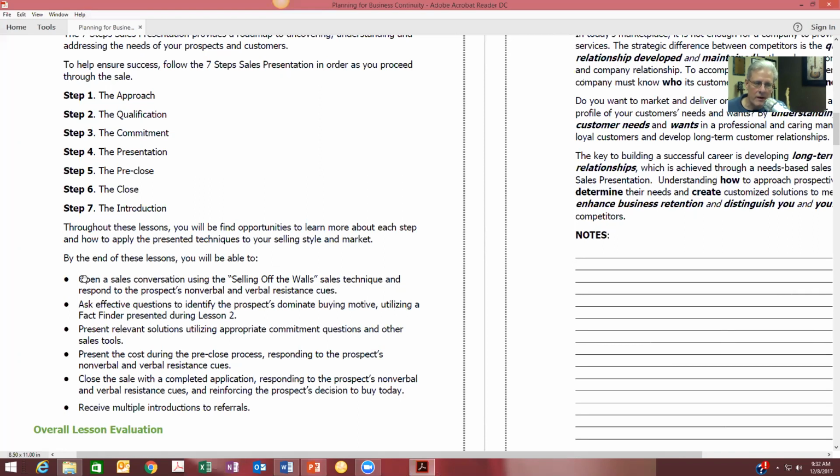Then we're going to talk about the cost. The cost is done in the pre-close. And here's the challenge that salespeople have. This is the challenge I had with the cost all the time. I was often intimidated by the cost. So in other words, when I gave the price to my prospect, I almost gave it apologetically. I almost gave it in a way where I expected the prospect to object to the price.